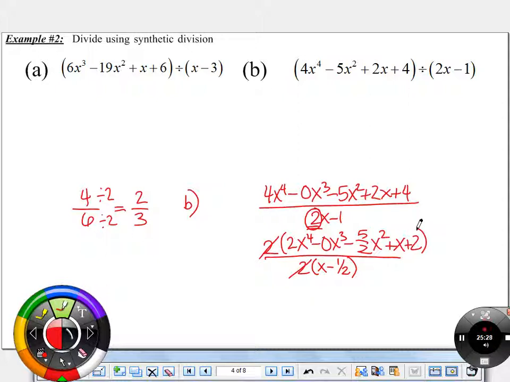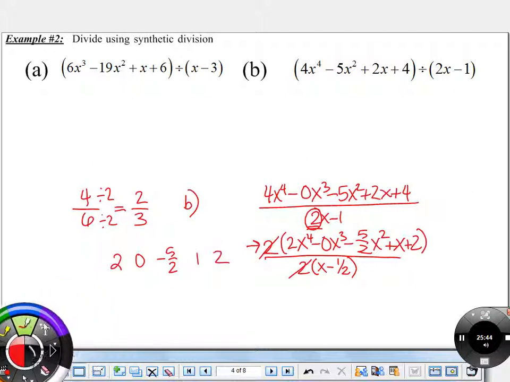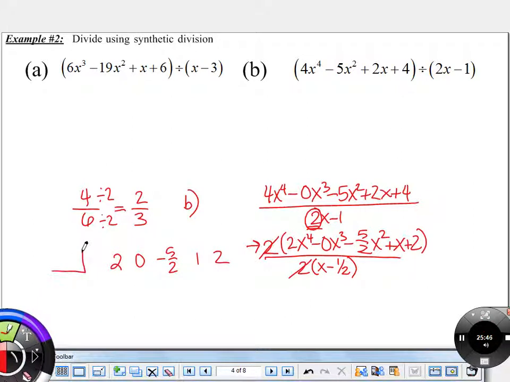Now I can set up synthetic division for this problem. So remember, all of the coefficients of the numerator, the thing that I'm dividing, are going to go across. So 2, 0, negative 5/2, 1, and 2. And what is going to be my number that I am dividing into them or using in this process? Eric? 1/2.